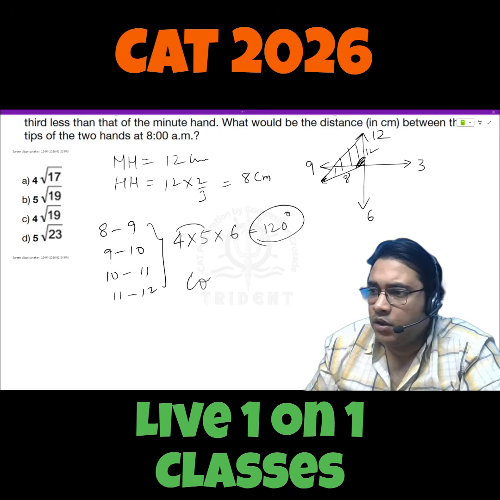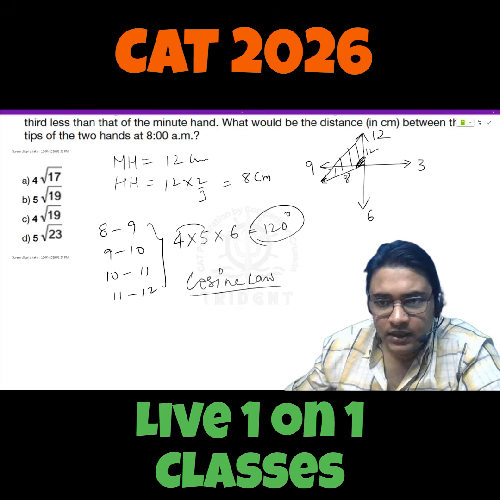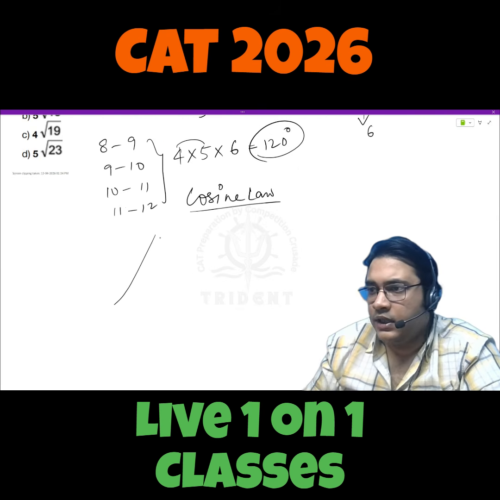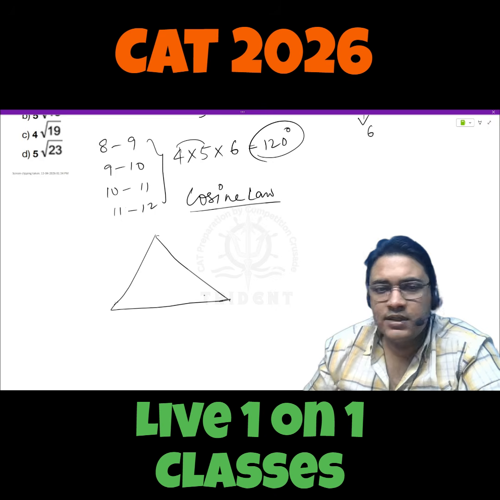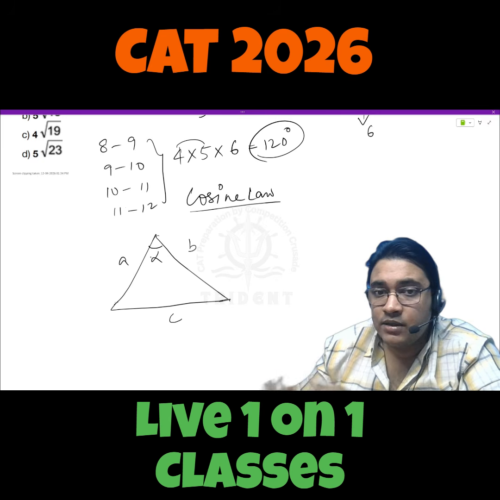Now you have to use something called the cosine law. If you remember the cosine law, well and good. If you don't remember it, don't worry, you're in good hands. This is the beauty of Trident classes. We don't just give you the solution, we give you a little bit of concept also. So suppose there is a triangle ABC with sides A, B, and C, and alpha is the angle between A and B. Now please understand, this is how the cosine rule works.